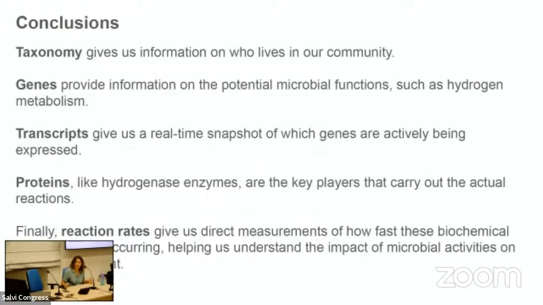So, in conclusion, you have taxonomy that gives us information about the community, who lives in our site. And then you can go on asking, what are they doing? You can use genes, which give us broad information about the potential of the community. You can look at transcripts, which are a snapshot of what they are expressing. Then proteins, which are really the key reactions that are happening. And then you go into reaction rates, which is a direct measurement of their activity in that moment. Okay.